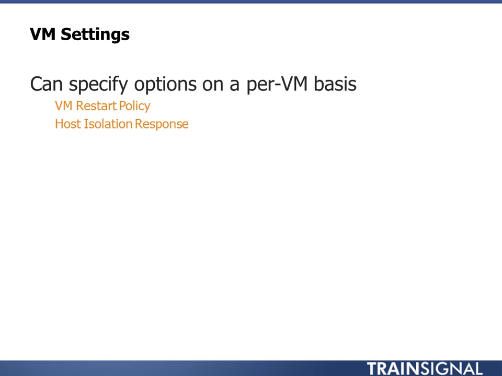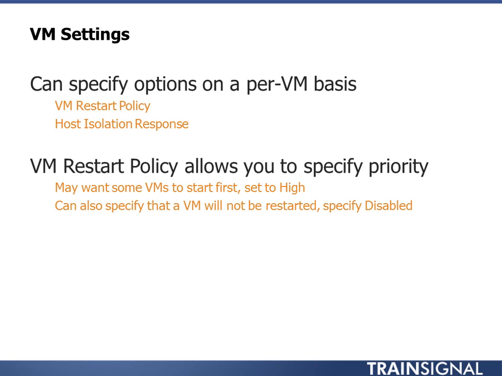You can also specify host isolation response on a per VM basis. So if something's super ultra mega critical, maybe instead of power off, you would say leave that one powered on. Where my default is powered off, we're going to leave that guy on, or vice versa. So you can pick and choose that on a case-by-case basis.